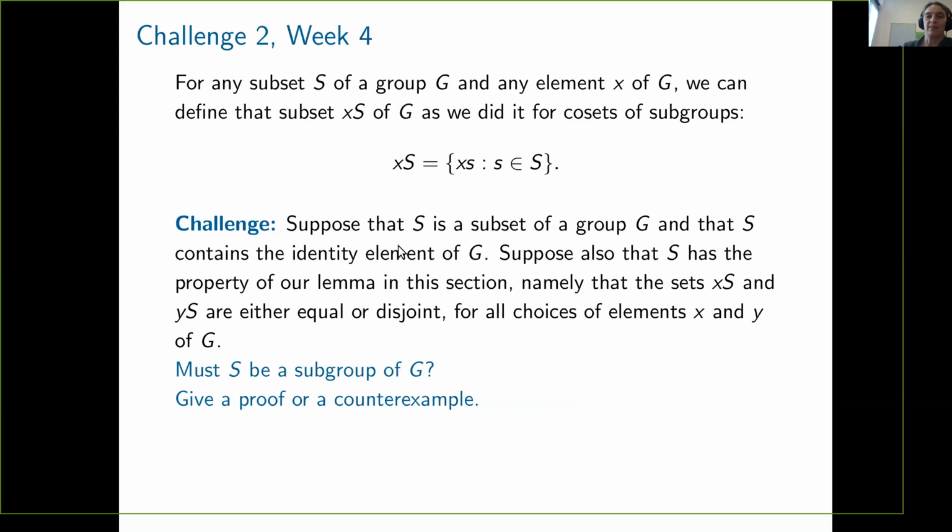So my suggestion is, suppose you have a subset with that property, and suppose also that S does contain the identity element of G. Must it be true in that case that S is a subgroup of G if it satisfies the condition of our lemma from this lecture? The answer to this question should be either a proof that yes, S must be a subgroup of G in this situation, or a counterexample, an example of a subset S that contains the identity in some group that isn't a subgroup but satisfies the property of the lemma.